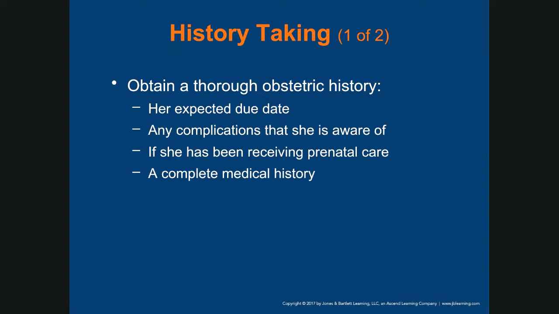Now, your history taking will focus on history of the pregnancy and patient history. So history of the pregnancy and the patient's medical history, right? So obtain a thorough obstetric history. You need to know the expected due date. Are there any complications that she is aware of? Has she developed any medical problems as a result of the pregnancy? Did she have any medical issues in previous pregnancies? Did she have a normal delivery or did she require a C-section? All of these are important. Is she on any medication as a result of the pregnancy? So history of the pregnancy, right? And a complete medical history.